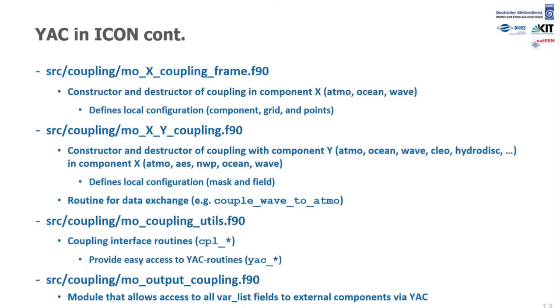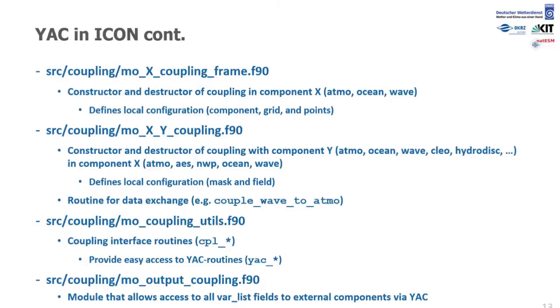And this is basically for each specific coupling to another component, we will have an individual model. So you will have your Mo Atmo ocean coupling, meaning this is what the ICON atmosphere uses to define its definitions required to do the coupling to the ocean. And on the other hand, you also have a Mo ocean atmosphere coupling, which is used by the ocean component to define the coupling with the atmosphere.